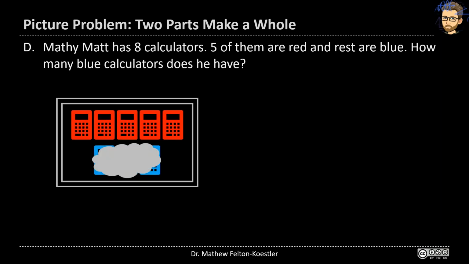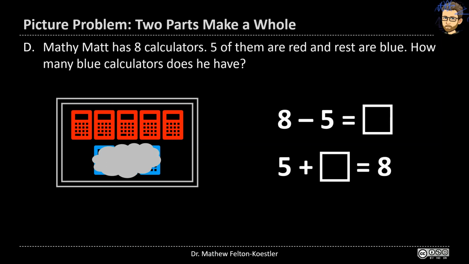I think of this as a picture because nothing happens. No calculators join, none of them leave. They're just sort of sitting there. I have to do some work to figure out how many are behind that little cloud, but nothing actually happens in the story. And because of that, it's more ambiguous how we might think about this problem. Some kids might start with 8 and then take away 5 and see what's left. And some kids might start with 5 and count up and get to 8.